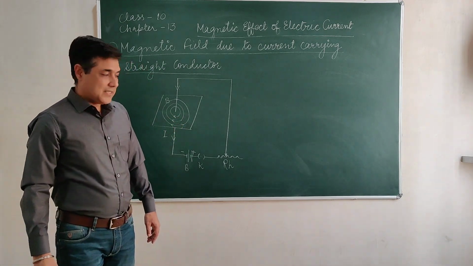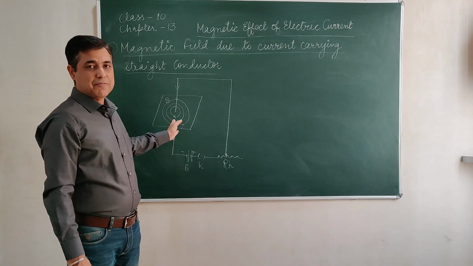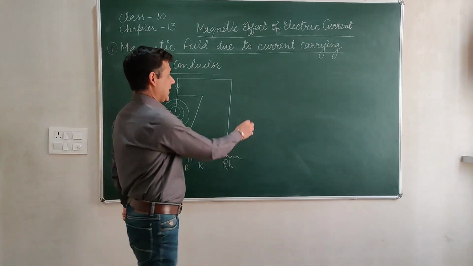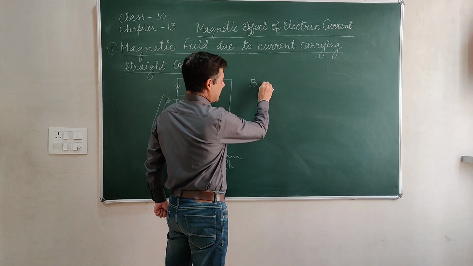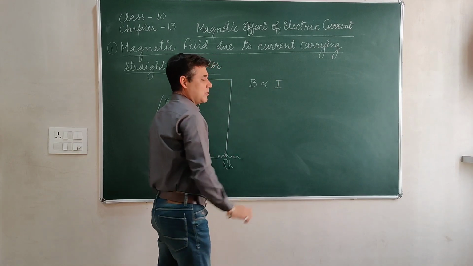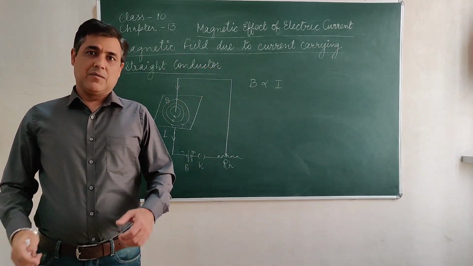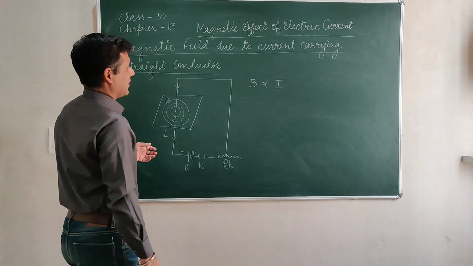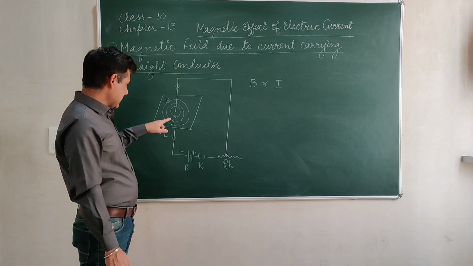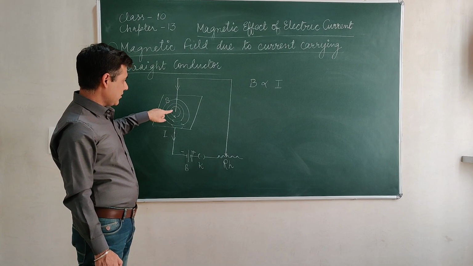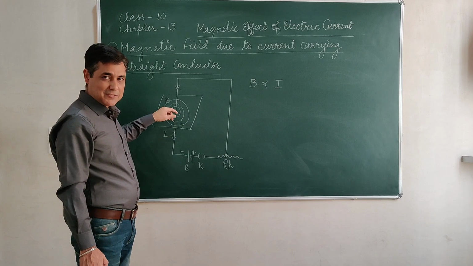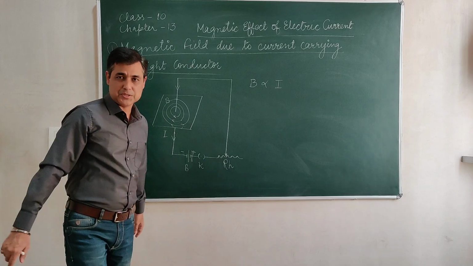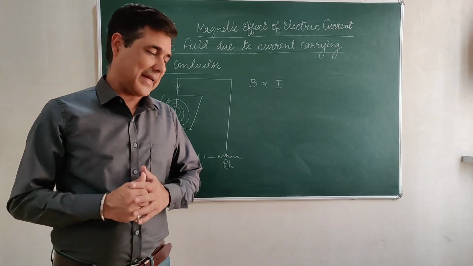Similarly, if I look at the factors on which the magnetic field due to a current carrying straight conductor depends, the magnetic field is directly proportional to the amount of current flowing through it. The more current flowing through the conductor, the stronger the magnetic field created. And you can see the magnetic field strength by looking at the magnetic field lines. If they are very close to each other, it is a stronger field. If they are far apart from each other, then it is a weaker magnetic field.